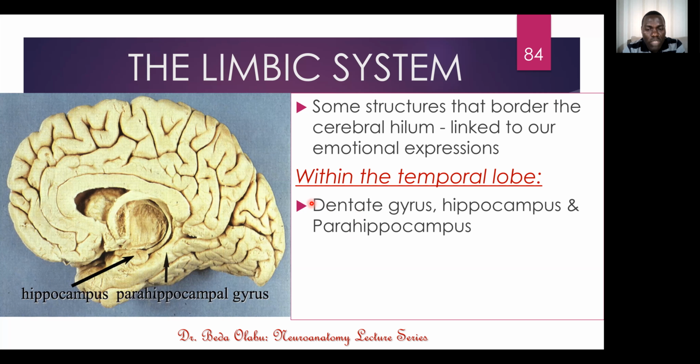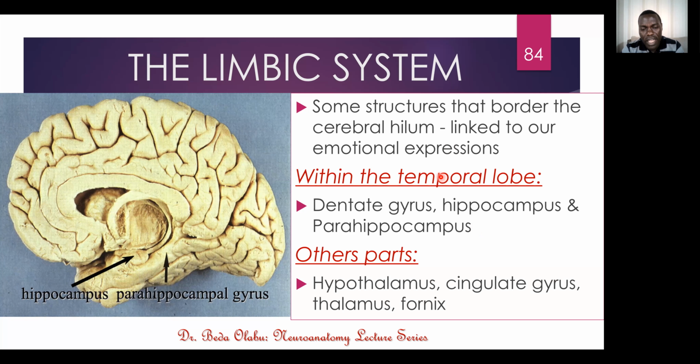I am just telling you the tip of an iceberg when you're talking about the limbic system. There are many structures within this region that are limbic, and you'll be seeing that shortly. But these ones, I want you to remember the major parts of the limbic system that are within the temporal lobe: dentate gyrus, hippocampus, and parahippocampus. Limbic system, however, is not limited to the temporal lobe. There's some parts of the limbic system which are not within the temporal lobe. Again, there are many, but I can mention a few.